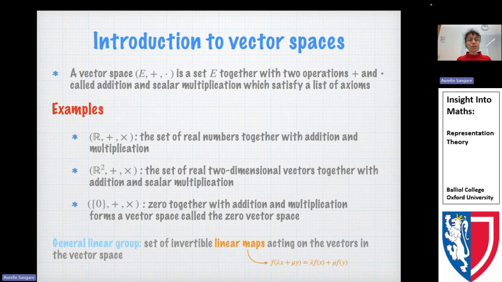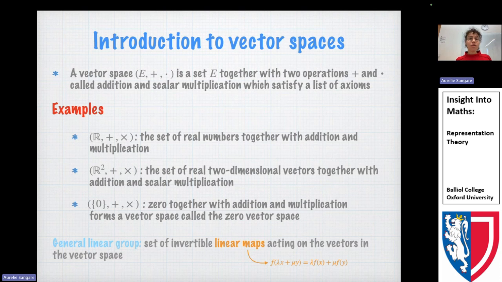But if I now take another example, the real plane, so the set of two-dimensional vectors with real components, together with addition and scalar multiplication, this also forms a vector space. And in this case, we are not talking about the same addition and multiplication. Here, addition is addition of two-dimensional vectors, and scalar multiplication is multiplying one two-dimensional vector by a number.